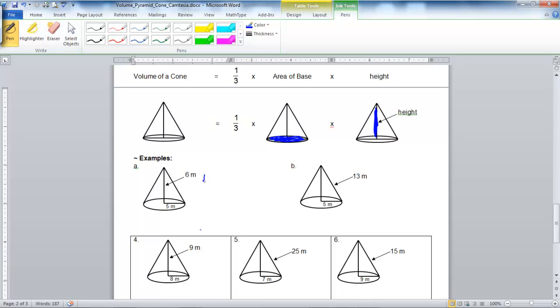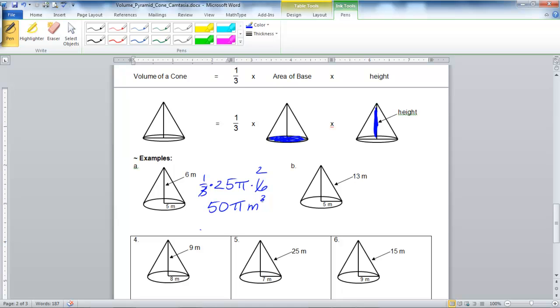So I've got 1/3. The area of the base is 25 pi, because it's r squared pi, times the height of the cone, which is 6. Now I can't do 1/3 of 25, but I can do 1/3 of 6, and 3 goes into 6 twice. 2 times 25 is 50, so 50 pi, and this is meters cubed.